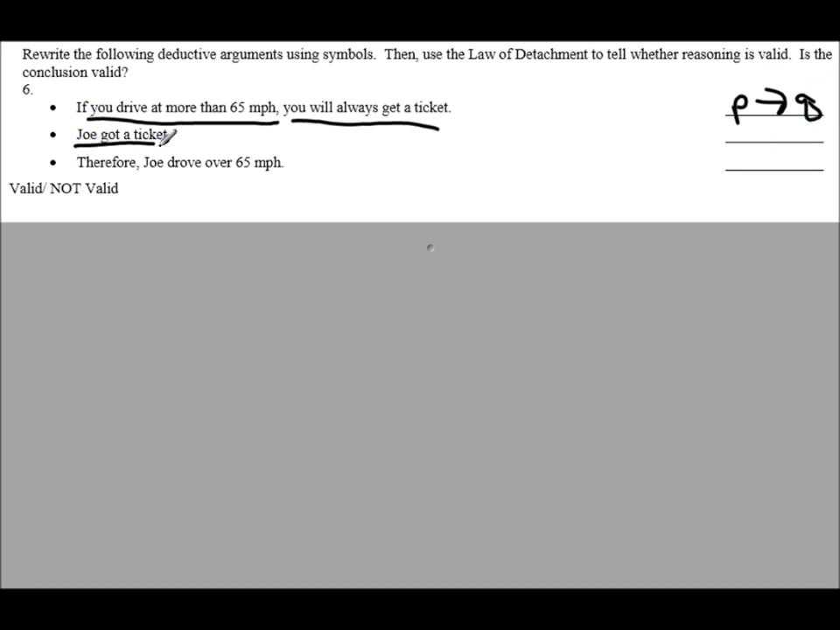Well, Joe isn't a new thing, isn't an R, isn't a new idea, but someone getting a ticket refers to our Q. The law of detachment, remember, says P then Q given P. And since we don't have that exact order, we can say that the conclusion is not valid. And what they say is, therefore, that's conclusion, Joe drove over 65 miles per hour. And that refers to our hypothesis again, driving over more than 65 miles per hour, which is not valid because it does not follow the law of detachment.